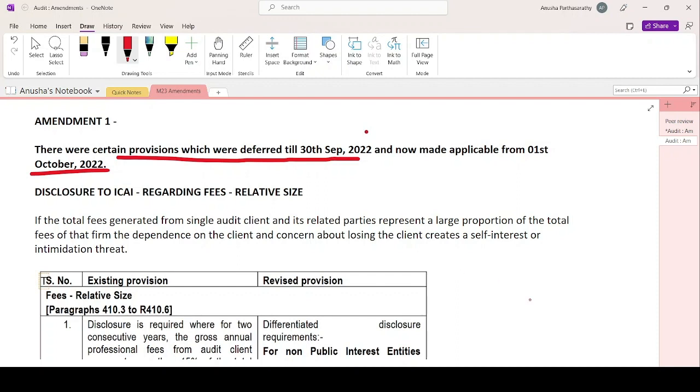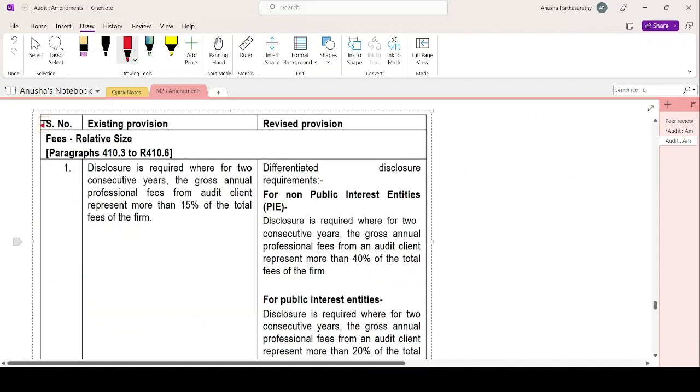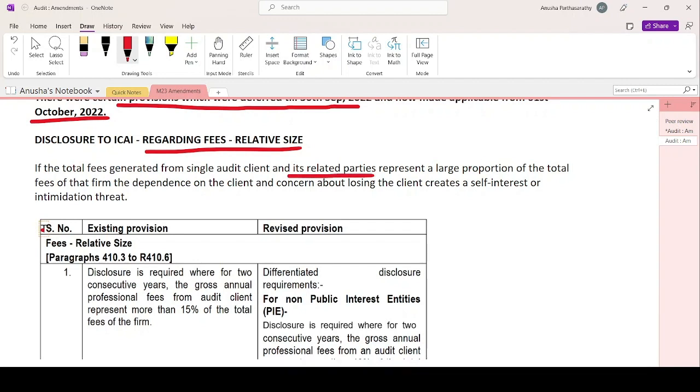What ICAI, our institute, has done is they have given the existing provision for our understanding and the revised provision. We'll focus only on the revised provision because that is what will be asked in the exams. Let's start. The differentiated disclosure requirement is for fees relative size. Fees generated from a single audit client and its related parties represent a large proportion of the total fees of that firm. The dependence on the client and the concern about losing the client creates a self-interest or intimidation threat.